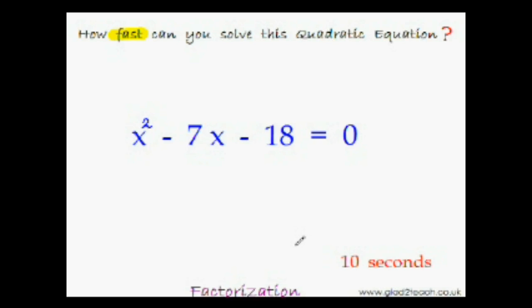In this video of Glad to Teach, we are going to master the factorization method of solving quadratic equations. So my question to you is, how fast can you solve this quadratic equation? This one. Though you are getting 10 seconds, but really, you don't need more than 5 seconds if you know this trick. Start.